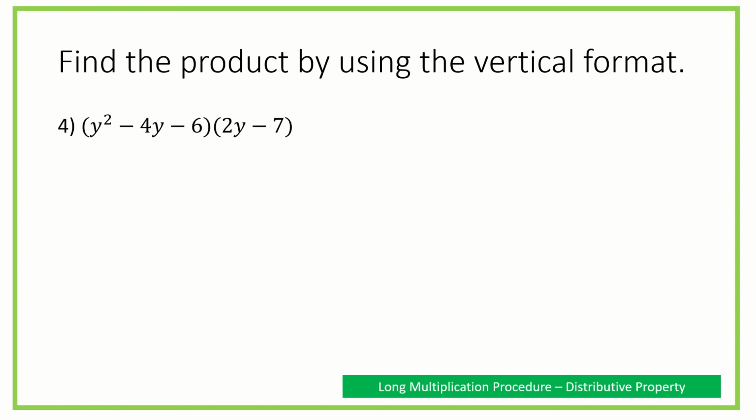Okay, let's try to answer this using the vertical format again. So we have the quantity y squared minus 4y minus 6 as our trinomial, multiplied by another polynomial which is a binomial, the quantity 2y minus 7, so that's a binomial. Since we're asked to use the vertical format, all we need to do is to put the trinomial first because it has more terms. So it has to be on top. And then finally, our binomial should be below. So 2y minus 7.